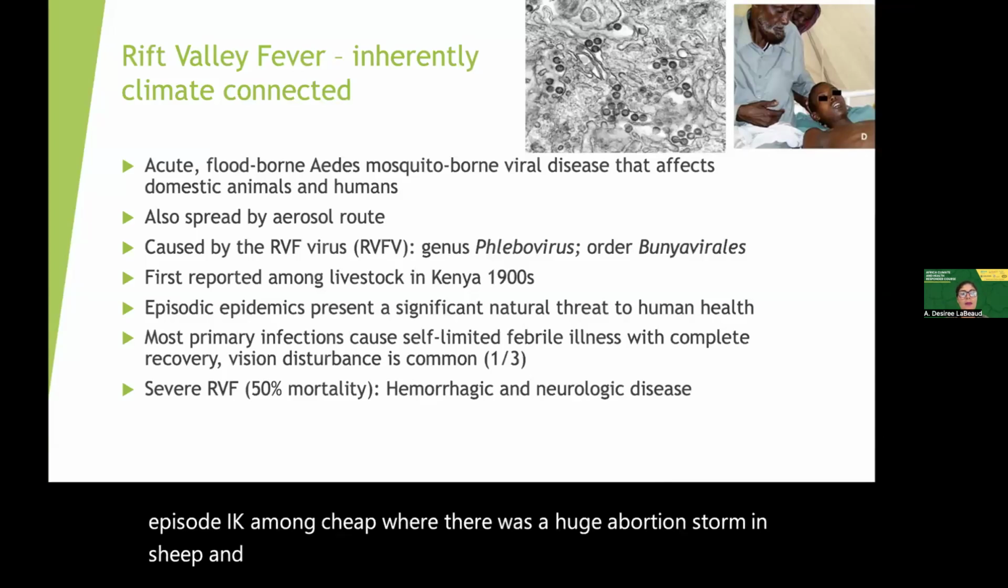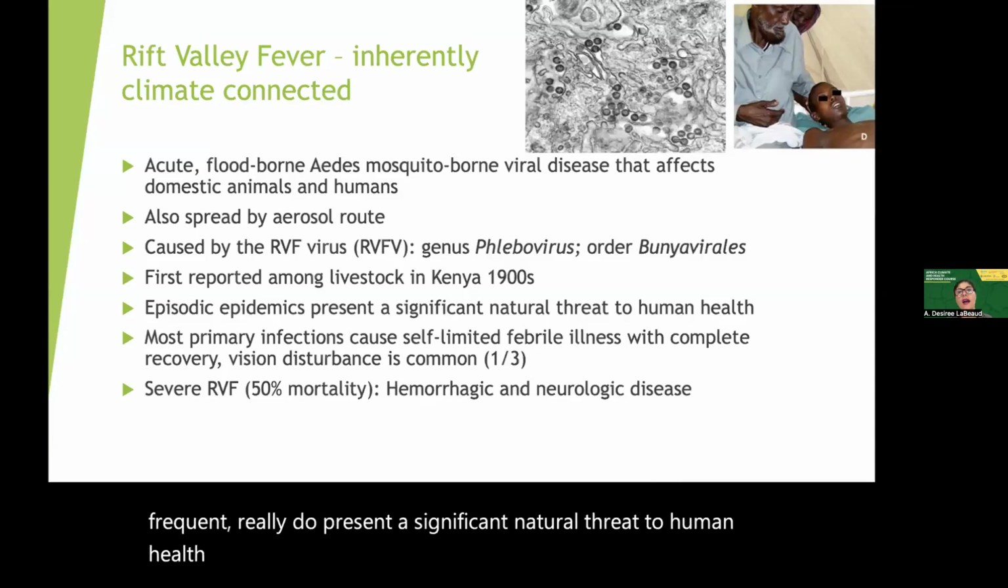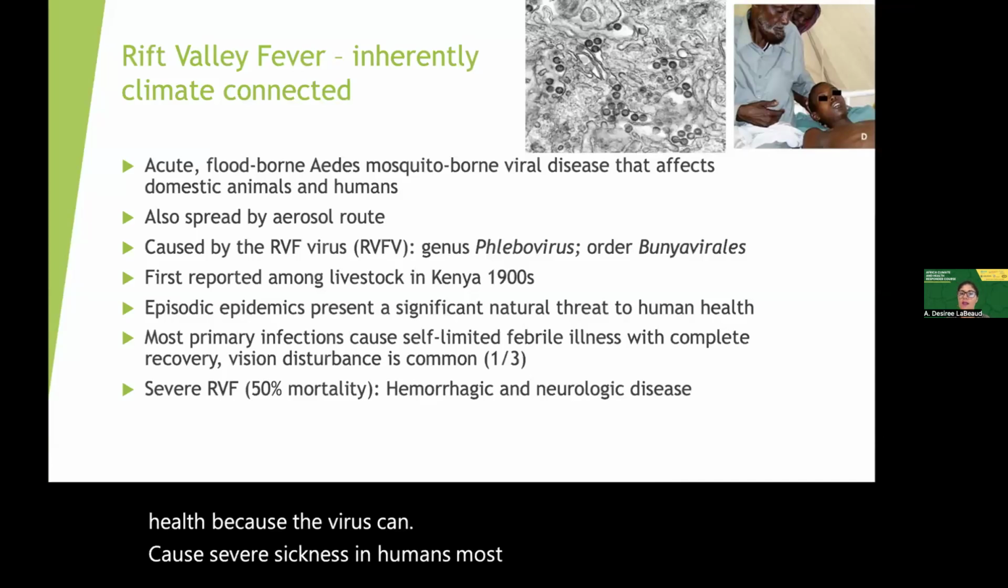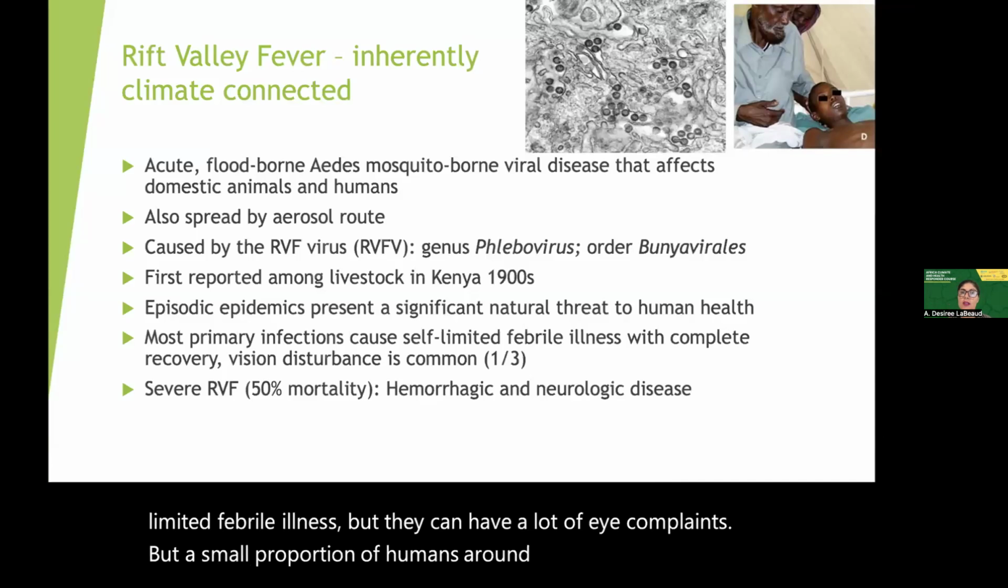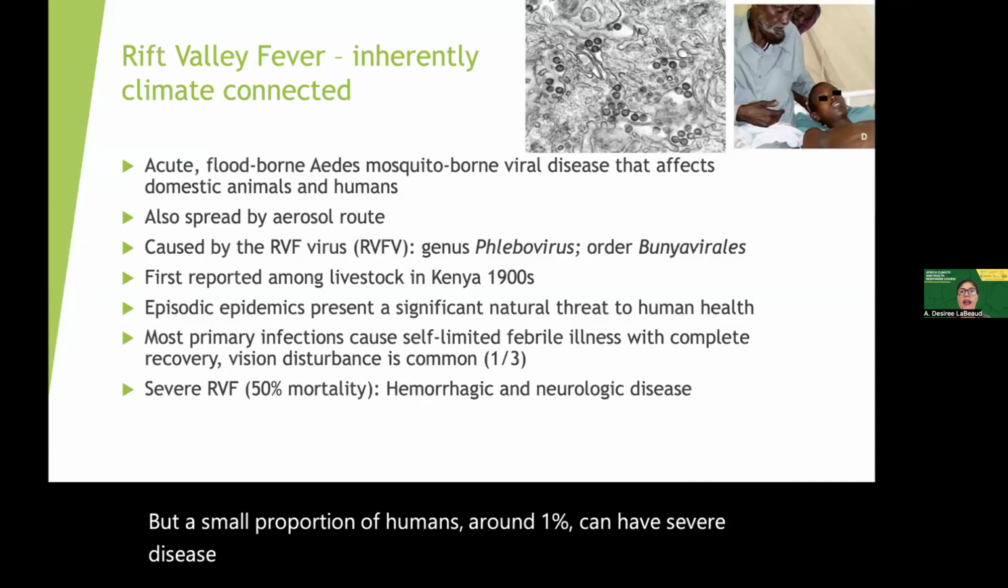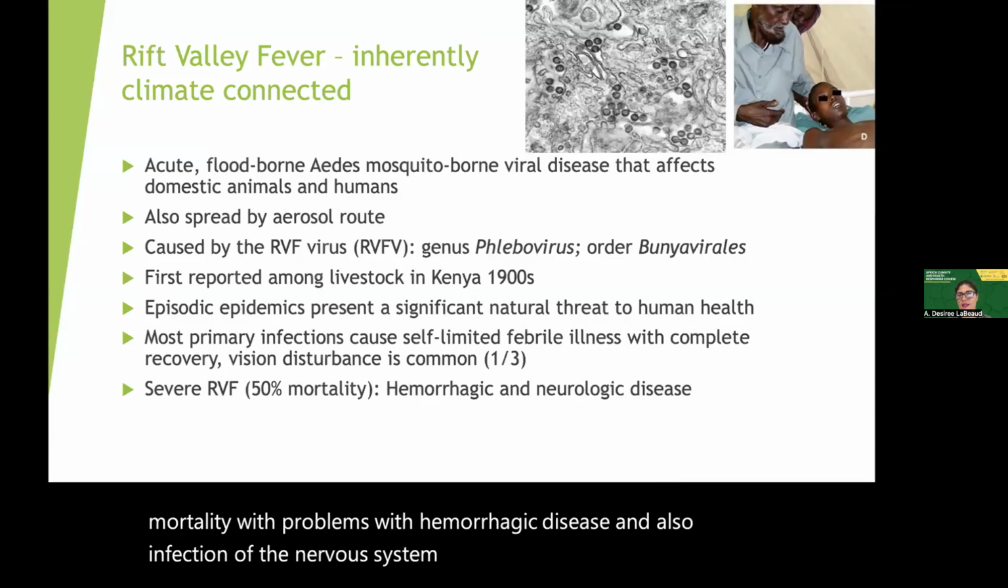And so episodic epidemics, which are becoming more frequent, really do present a significant natural threat to human health because the virus can cause severe sickness in humans. Most humans just have a self-limited febrile illness, but they can have a lot of eye complaints. But a small proportion of humans, around 1%, can have severe disease. And Rift Valley fever in that case can lead to about a 50% mortality with problems with hemorrhagic disease and also infection of the nervous system with neurologic disease.